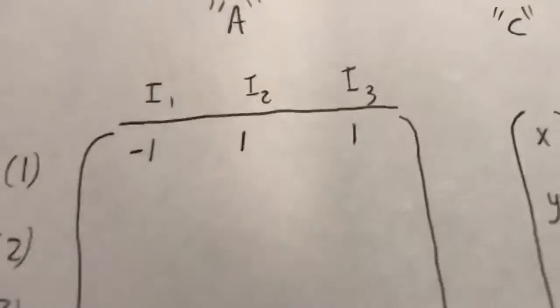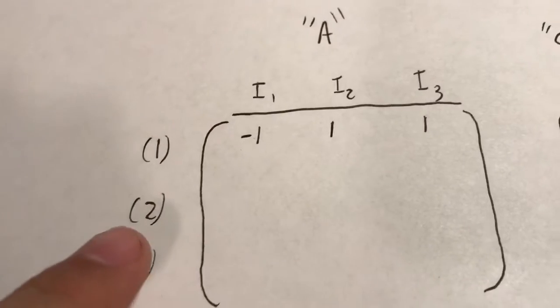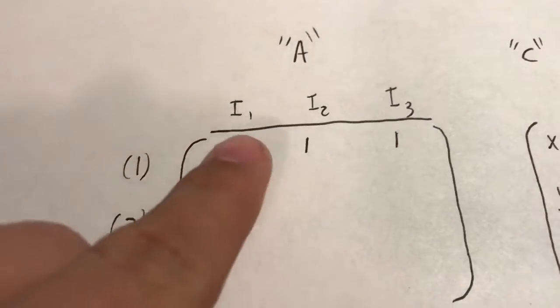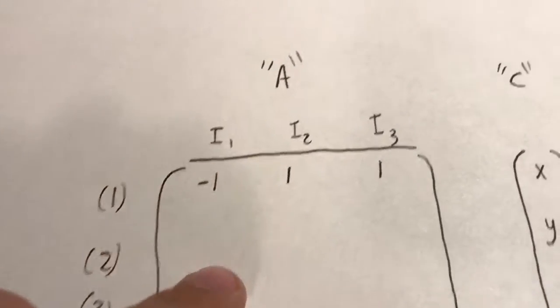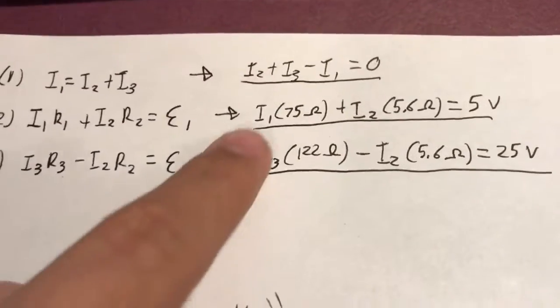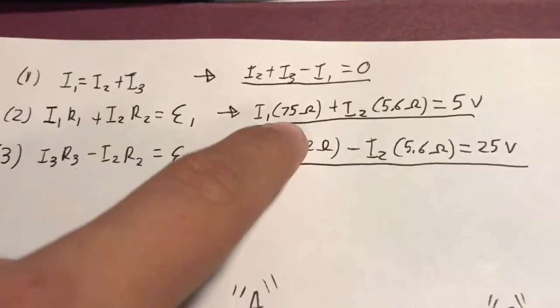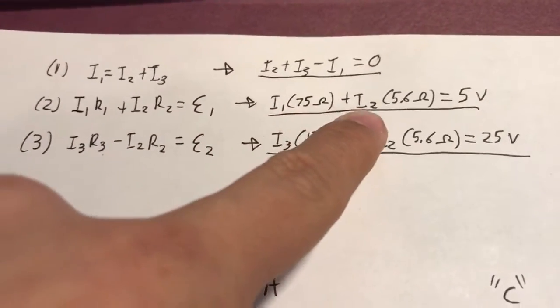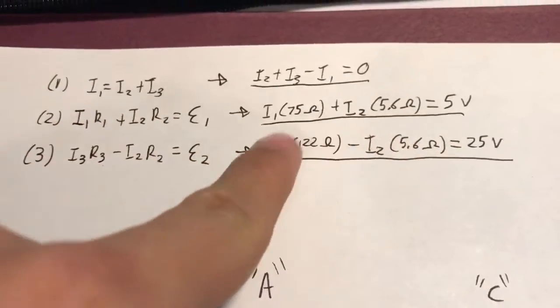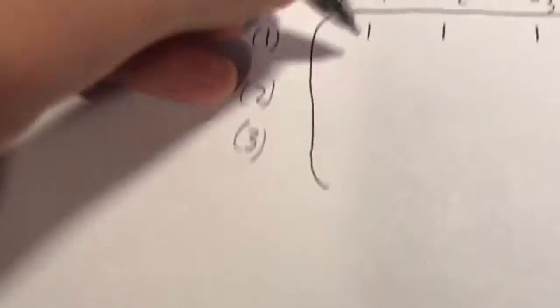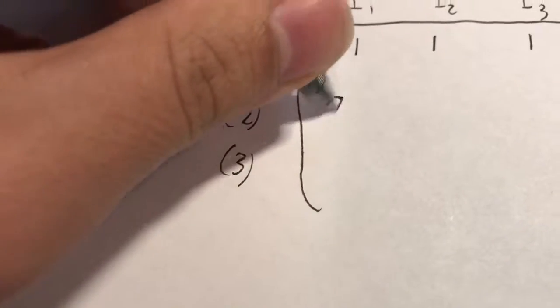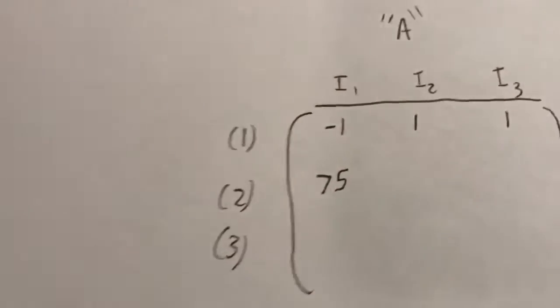For equation 2, if we go up here, like I said, we're looking for some resistance in equation 2 that corresponds to I1. So if we go up to our equation here, here's I1, and it's got 75 ohms attached to it. And that's the only I1 I see in here. So let's go ahead and plug 75 in for our second part of our matrix here, 75.